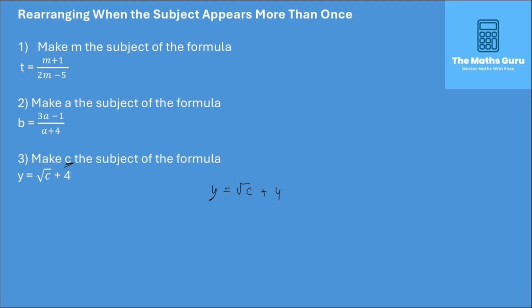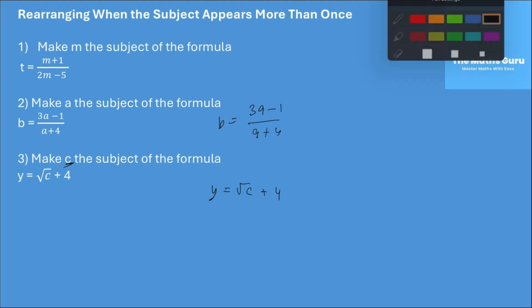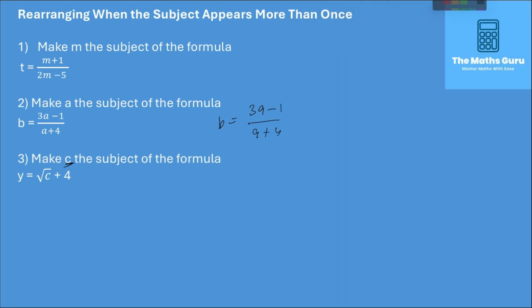Sorry guys, this is actually a second recording of this episode because the audio didn't record the first time, so just bear with me. So, making a the subject of this formula, what we can do is first get rid of the fraction, the denominator, so timesing through, so b(a plus 4) is equal to 3a minus 1. Then timesing through, it gives us ba plus 4b is equal to 3a minus 1.